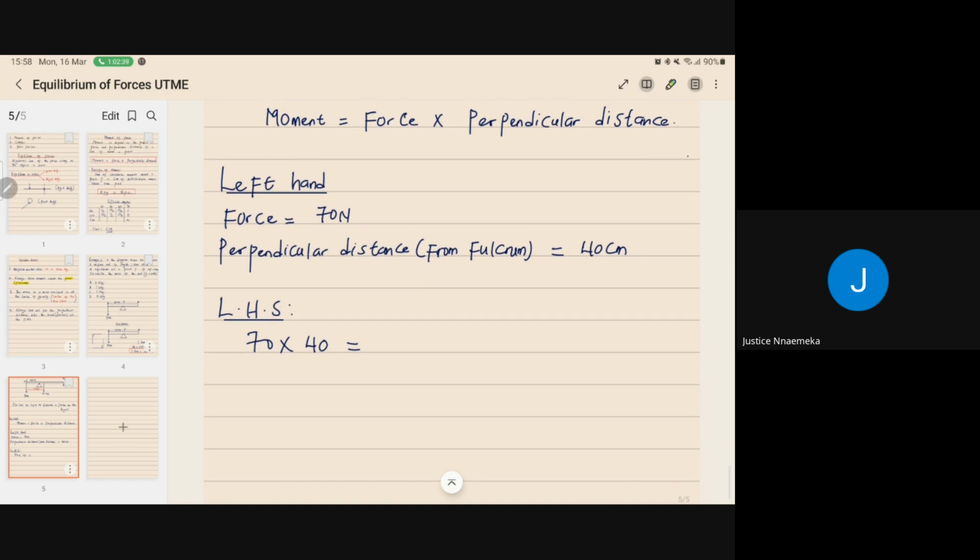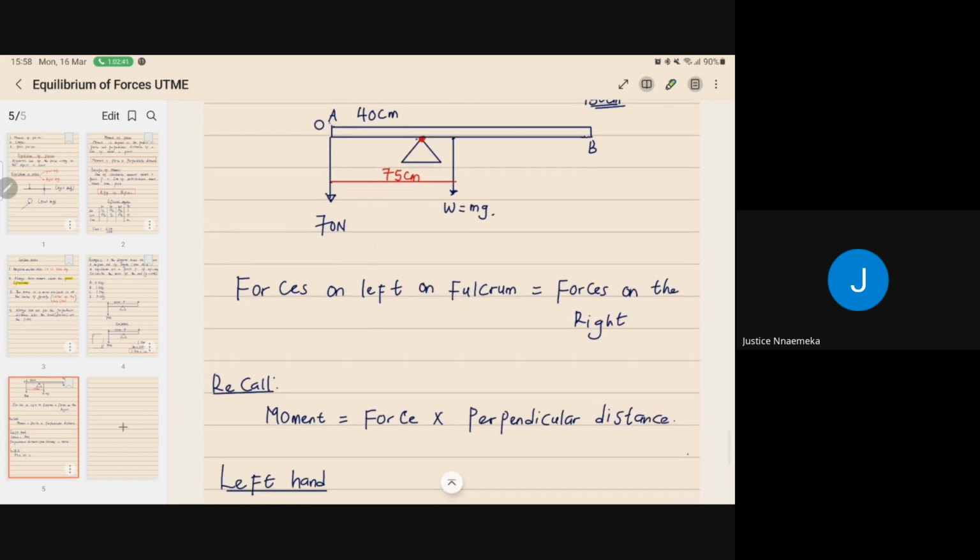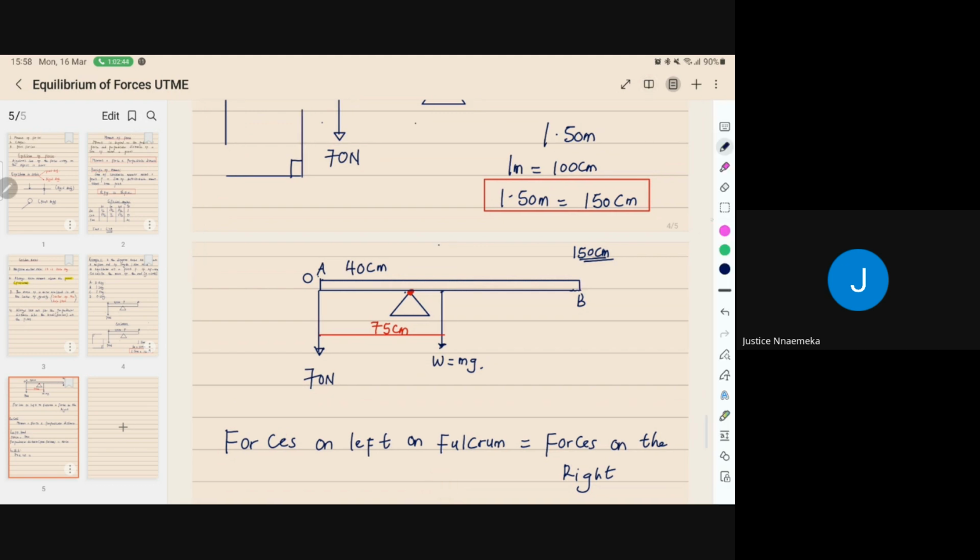All right. So left-hand side is 70 by 40. Then let's look at the right-hand side. Now I want us to think. Think, please. What do you think will be the perpendicular distance between this weight and the fulcrum? Since from here to here is 75, what is now the distance between the weight of the object and the fulcrum?